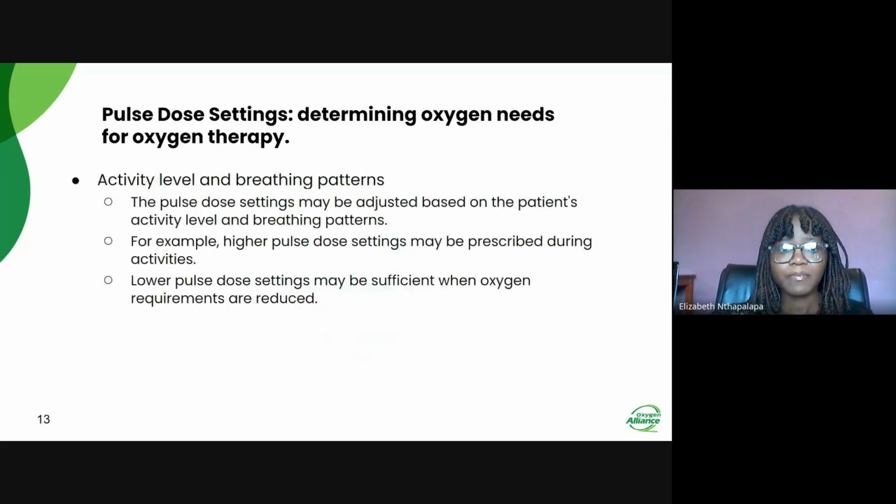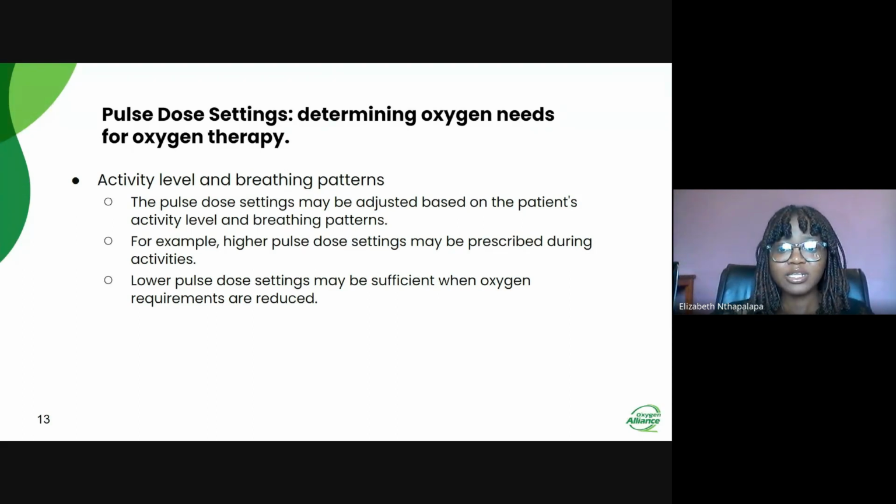So the pulse dose setting may be adjusted based on the patient's activity level and breathing patterns. For example, a higher pulse dose setting may be prescribed during physical exertion or periods of increased oxygen demand. This can be activities such as physical exercises or moving around, while a lower pulse dose setting may be sufficient during resting or sleeping, when the oxygen requirements are reduced.